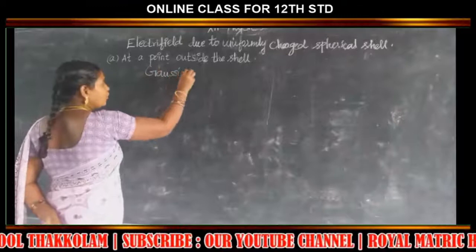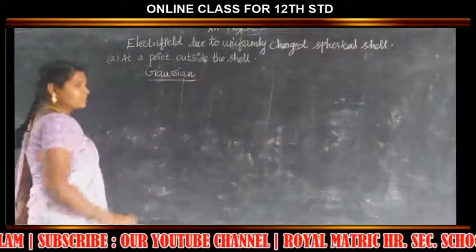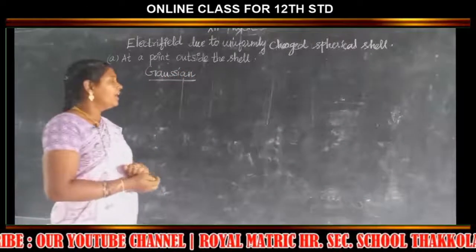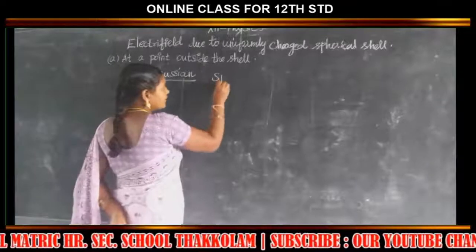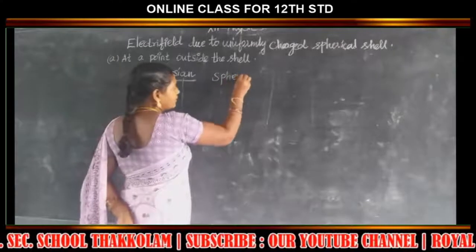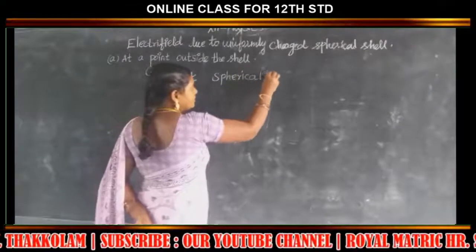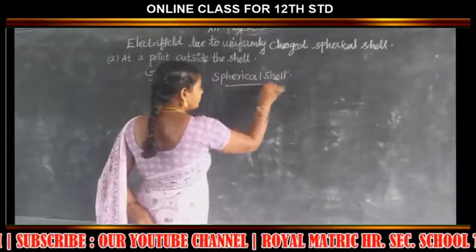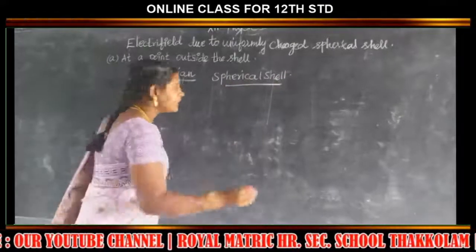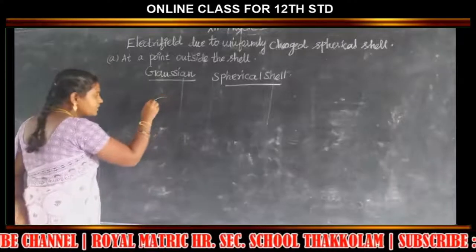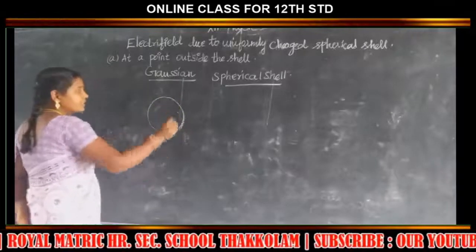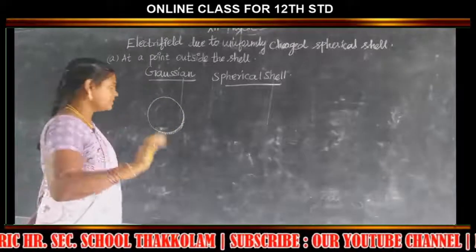Gaussian surface. You know very well about the Gaussian surface. It is an imaginary surface. And another one is a spherical shell. First, consider a charged spherical shell. This is the first case. Consider a charged spherical shell.